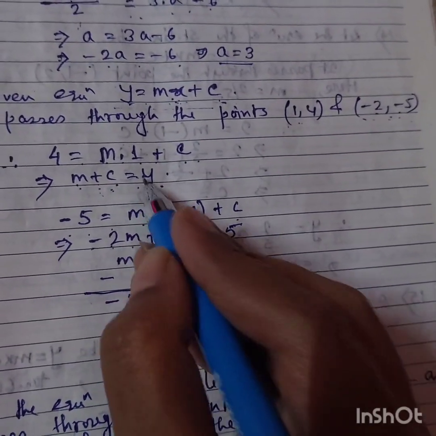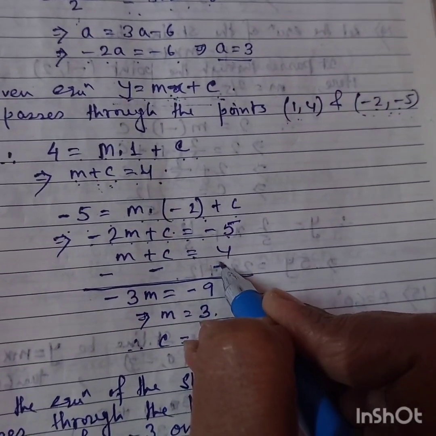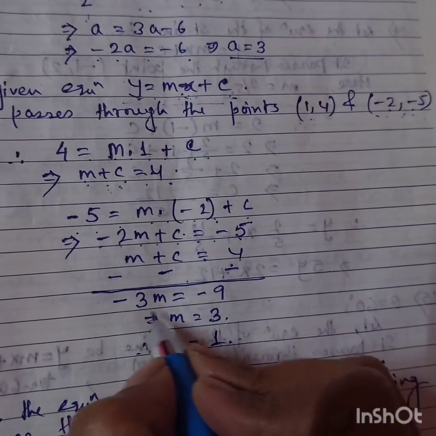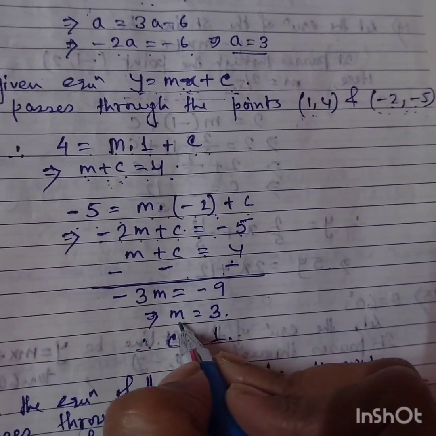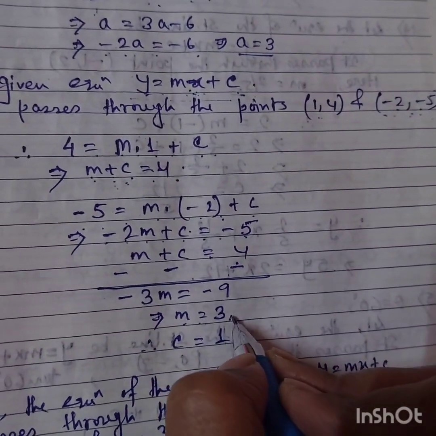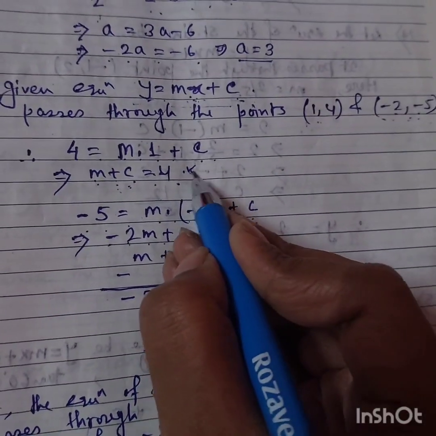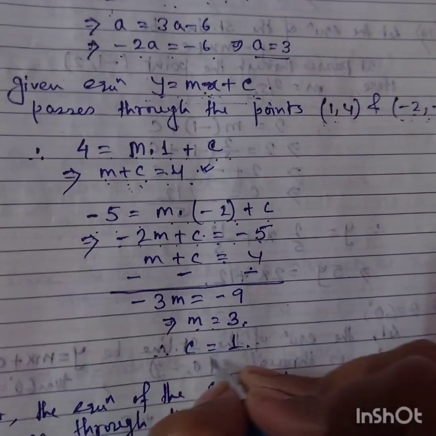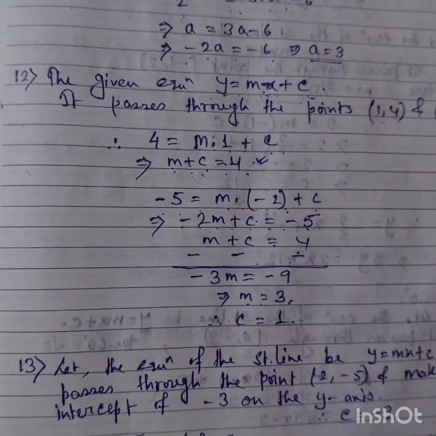Now solve these two equations using simultaneous equations. If you do it, you will get -3m is equal to -3. That means m is equal to 3. If m is equal to 3, from this equation you can easily get c is equal to 1.